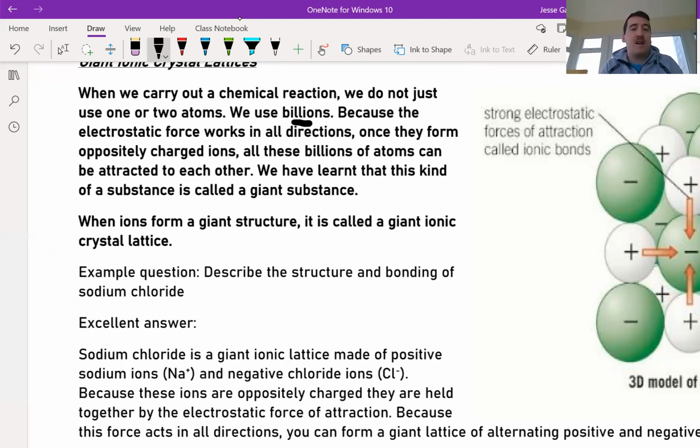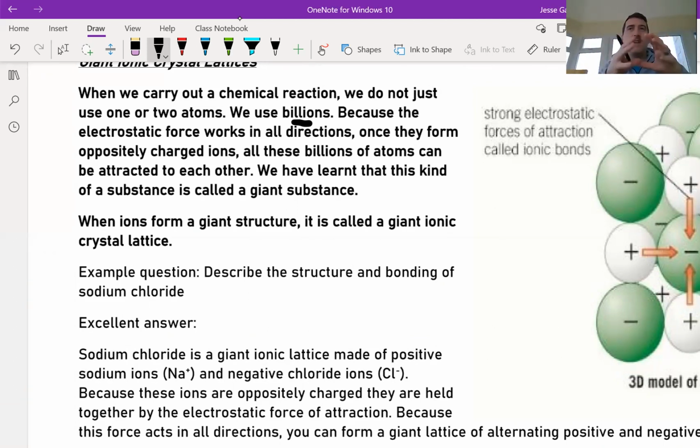Now, because the electrostatic force works in all directions, not just between two ions, once these oppositely charged ions are formed, all these billions of atoms can be attracted to each other. So it's not just two atoms stuck together. Yes, we draw two because that's simple to think about, but the electrostatic force doesn't know to attract only that particular ion right there. It acts in all directions.